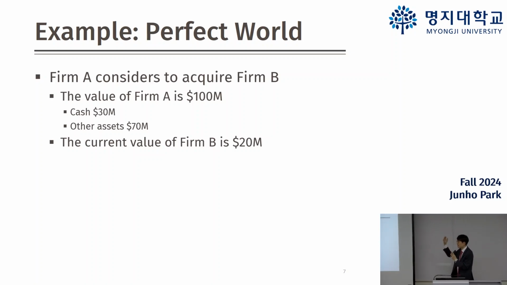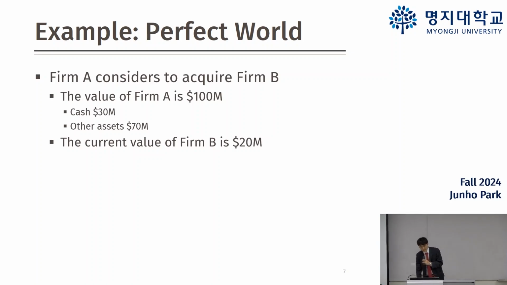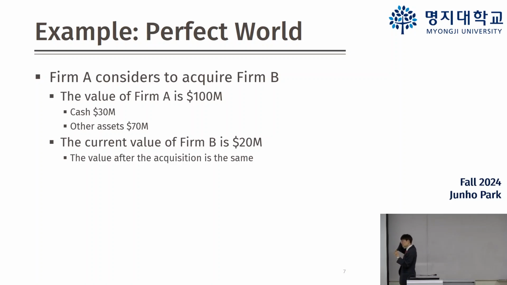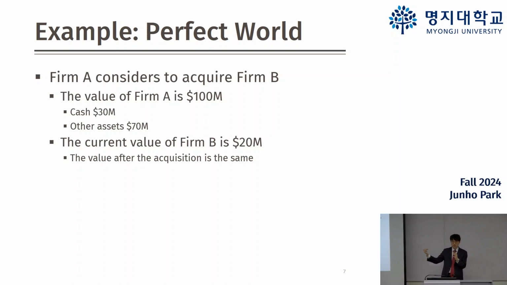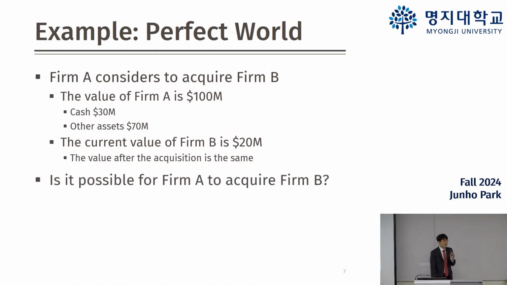So firm A is larger and firm B is smaller, considering the fact that usually a larger company acquires a smaller company. However, even after the acquisition, the value of the company does not change. So it will be 20 million after the completion of the merger, so that there's no change in the value of the company. And then let's check whether firm A can acquire firm B or not.